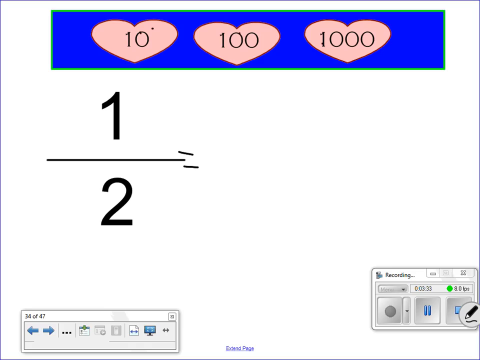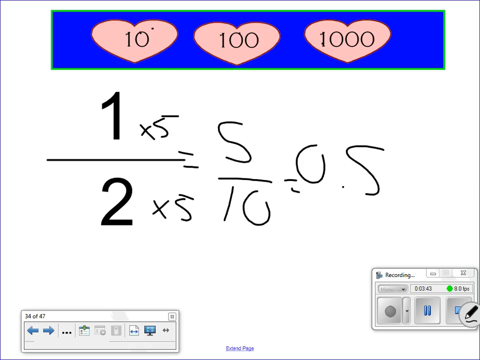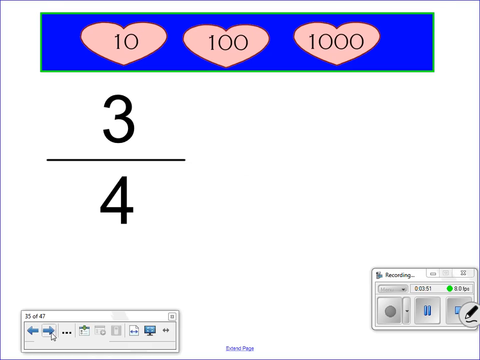Can 2 go into 10? It sure can. So that gives me a 5 here. 2 times 5 is 10. 1 times 5 is 5/10, which would equal 0.5. And everything we've always learned is half equals 0.5. Do you see how that's done, kids? I know I was talking fast, but I want you guys to realize you already know how to do this.